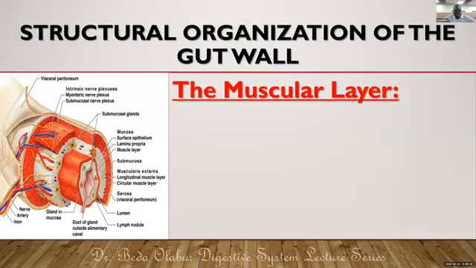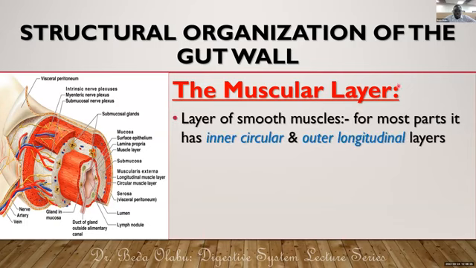All right, the third layer, the muscular layer. The muscular layer of the GIT is generally called muscularis externa. This is to distinguish it from the muscularis mucosae, which is also called muscularis interna. And so this muscular layer, the third layer, is generally called muscularis externa. Some people call it muscularis propria, that is, proper muscular layer.